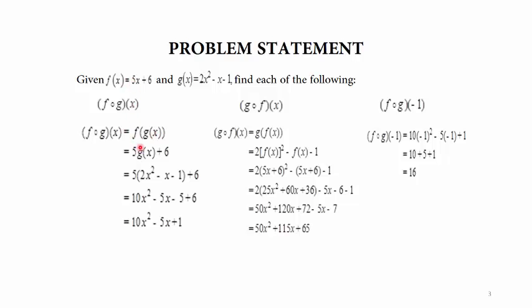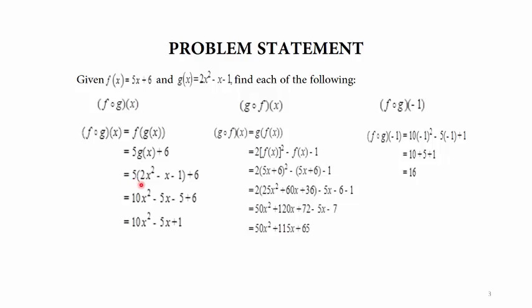Notice here that I have the definition of the function f of x as 5 times x, but x here in this case is g of x, plus 6, and the definition of g of x is 2x squared minus x minus 1.